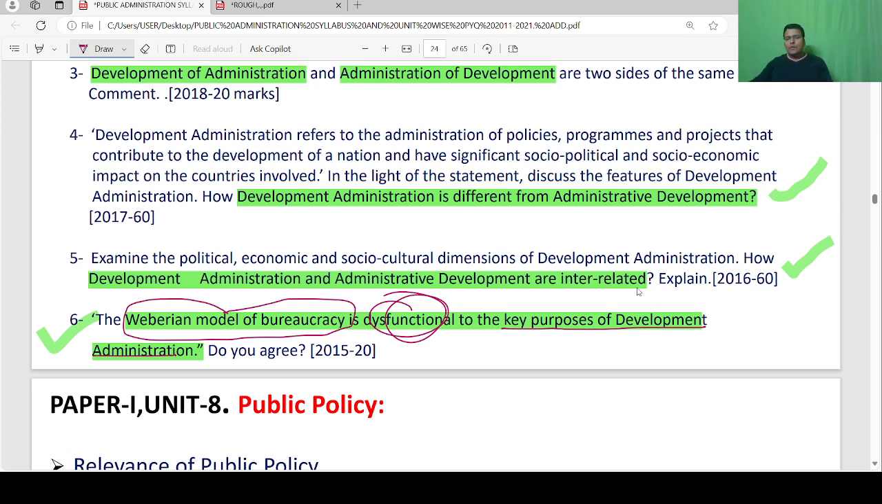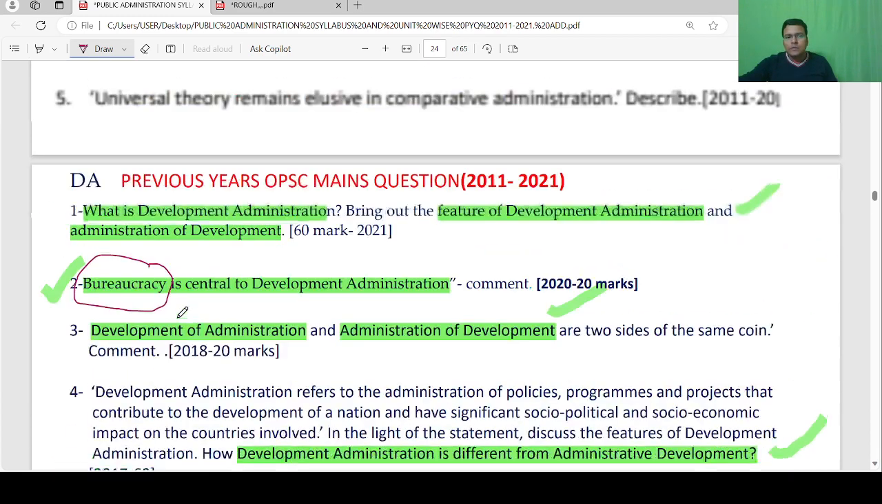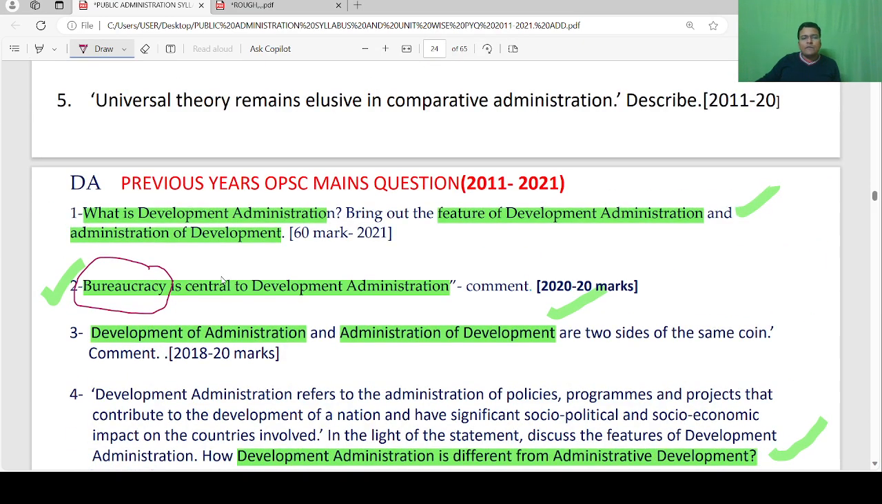So in this question, the purpose of development administration is the focus. This is the purpose of development administration and how bureaucracy is dysfunctional. Same, you have read here also, bureaucracy is central to development administration.